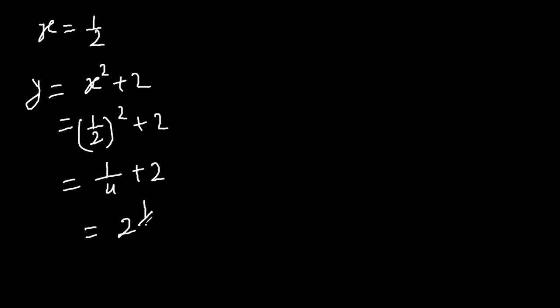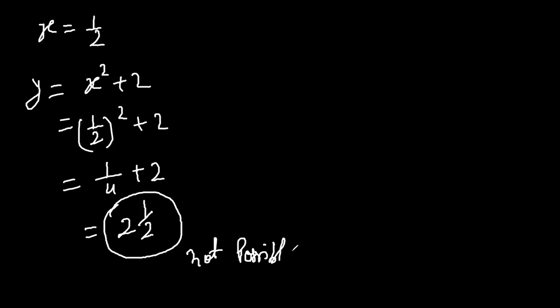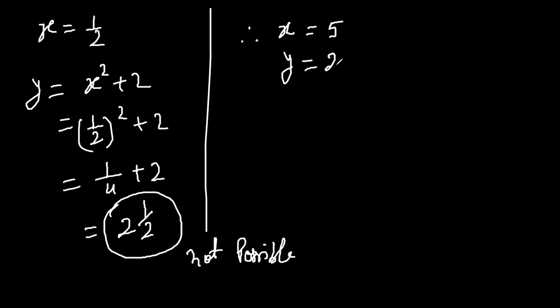Now see, 2 and a quarter, and what was y? Y was age of mother Asha. So mother's age cannot be 2.5 years. It's logically not possible. So simply you will write not possible. This answer is not possible because age of mother cannot be 2.5 years. That means therefore we have only one answer, that is x is equal to 5 and y is equal to 27.